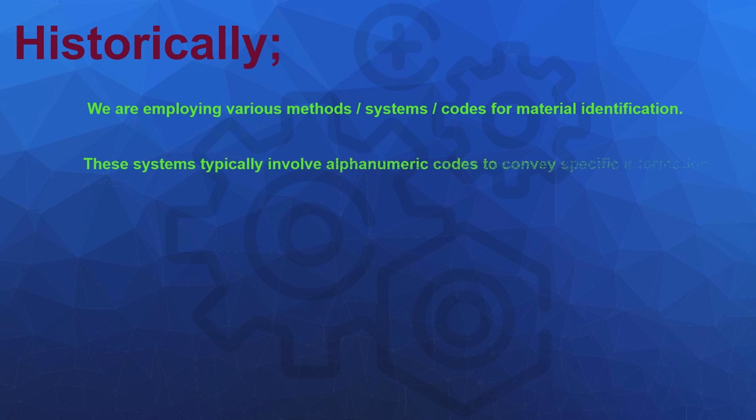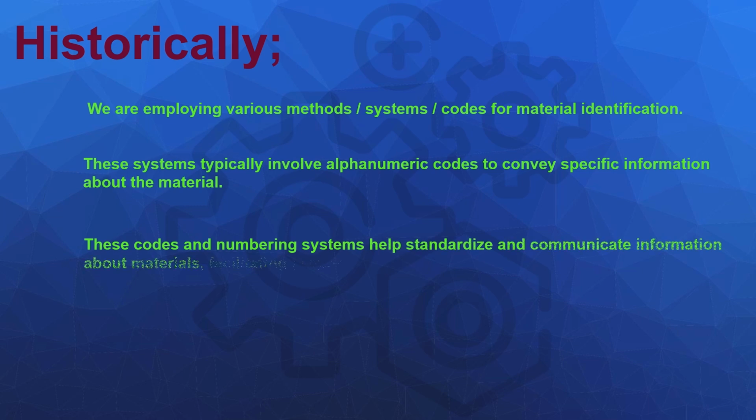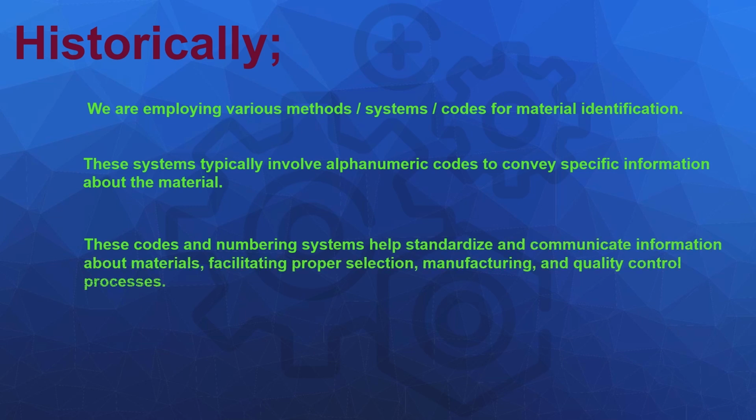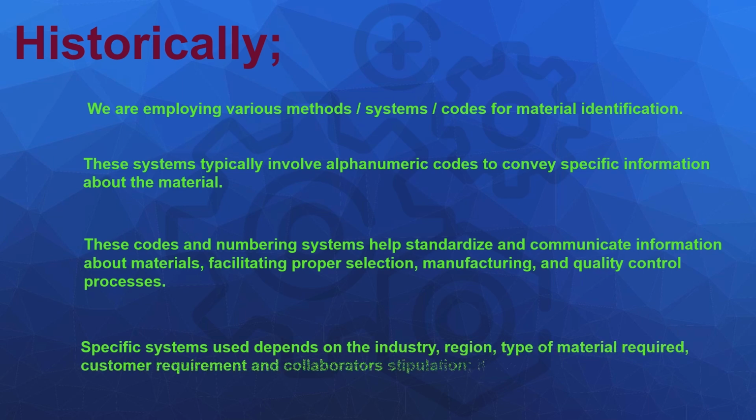So friends, let's start. As seen in the earlier two videos, we are using various methods, systems, and codes for material identification. These systems typically involve alphanumeric codes. These codes and numbering systems help to communicate information about materials, facilitating proper selection, manufacturing, and quality control processes. The specific systems used depend on the industry, region, type of material required, customer requirement and collaborators' stipulation, if any.